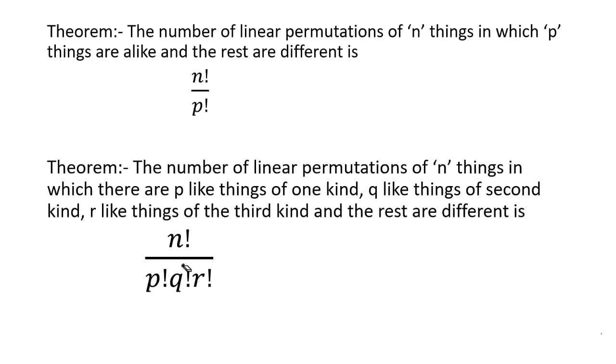If in a set of n objects, p objects are alike, q objects are alike and r objects are alike, then the number of permutations of these n objects is going to be n factorial upon p factorial times q factorial times r factorial.